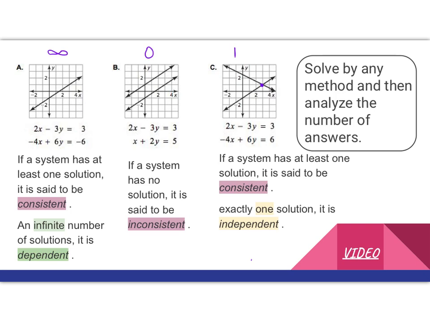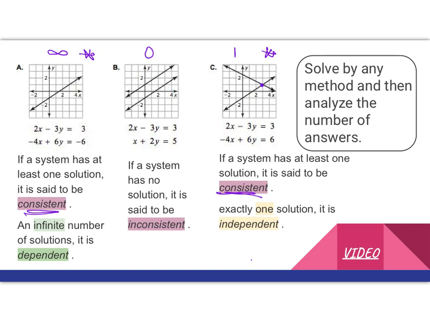And just because of vocabulary, mathematics, we tend to try to be as confusing and specific as possible, right? And then call ourselves logical. They're going to give these names. So if we have a solution, which is this A and the C, it's said to be consistent. So these two are consistent. A and C are consistent systems. They have an answer.